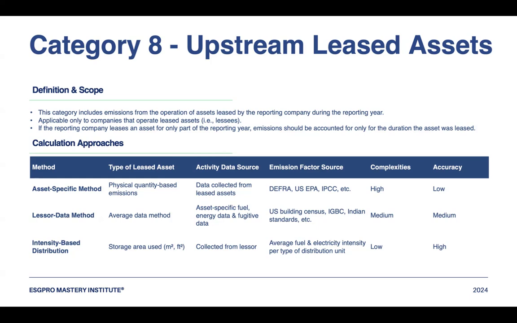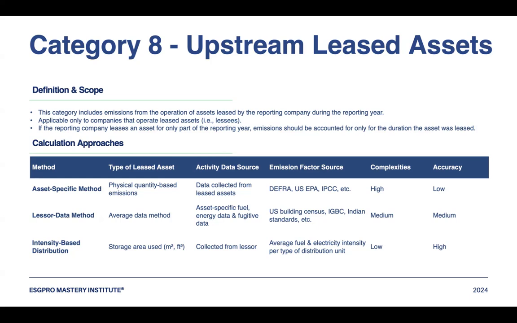Okay, where the average data method he can apply, calculate it based on IGBC if it is a building, Indian standard if it is a machine, US building census if it is again a commercial building. So based on that, it is a little complex, but it is a little more accurate as well. And the best, if you want the most accurate data here, then intensity based distribution, which is like storage area used by meter square. This data comes on a meter square or feet square basis, and how much I have used. And if I am doing a chiller warehouse, then it will be meter cube data. So how much meter cube I have cooled, I will get that data from my supplier.